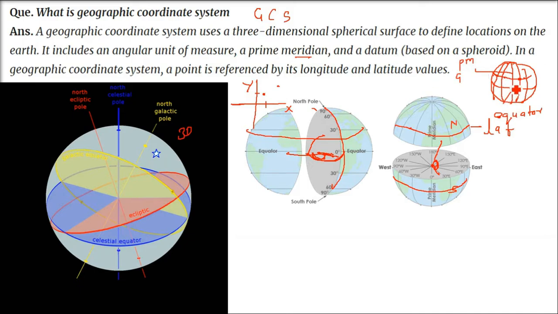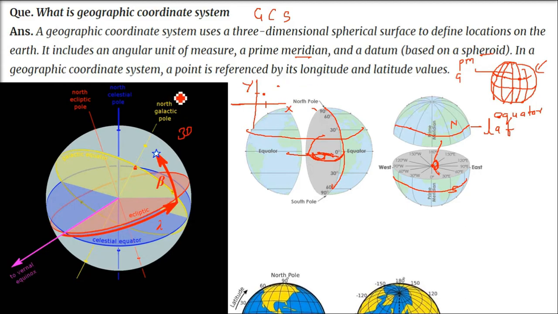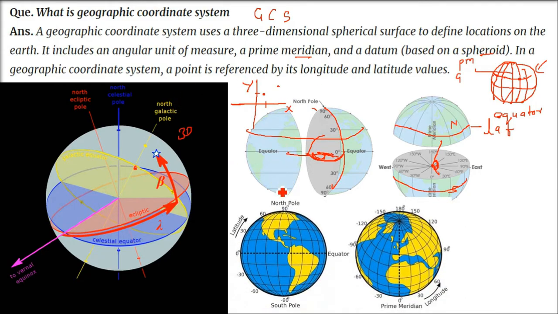This includes an angular unit of measure, latitude, longitude, prime meridian, and a datum. Datum, because you have to specify which spheroid, which ellipsoid you are taking. So in a GCS, a point is referenced by its lat, lon, or latitude, longitude. Basically, it was for identifying a position and then the computation thereafter.